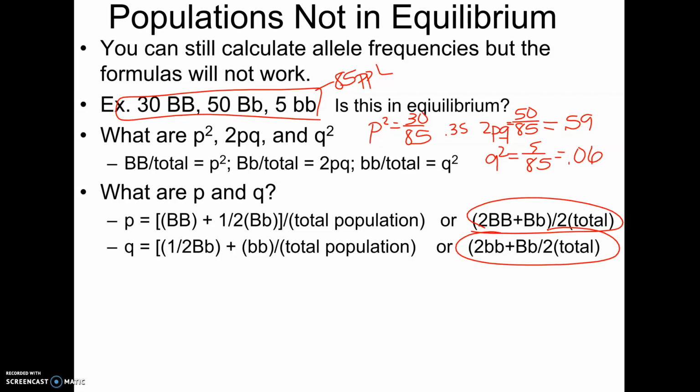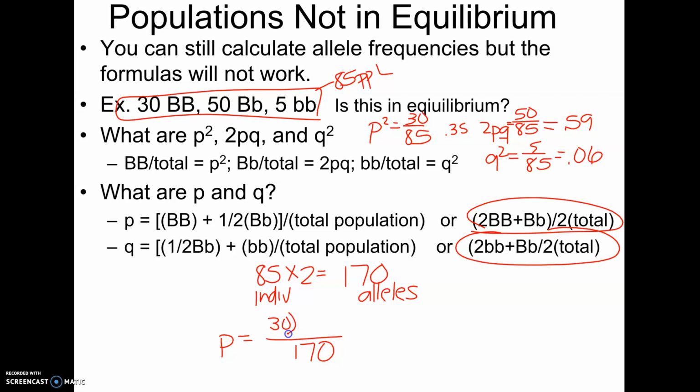So let's calculate p and q by hand instead of using the p squared, 2pq method. There are 85 individuals, and we multiply that by 2, so there are 170 alleles. Out of those 170 alleles, there are 30 people that are big B, and each of them has 2 copies of big B, plus the 50 that are big B, little b, who have 1 copy. So p comes out to be 0.647.